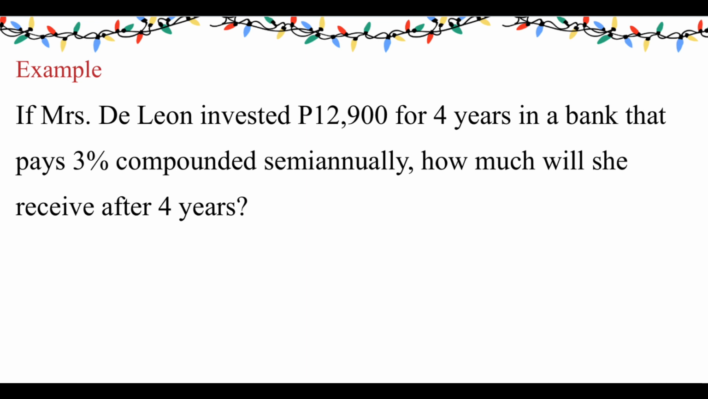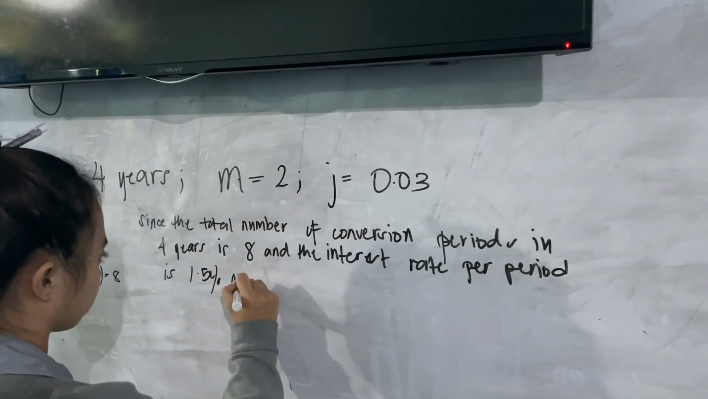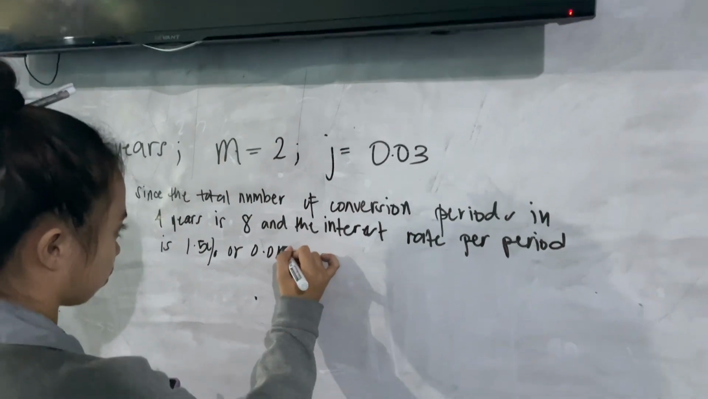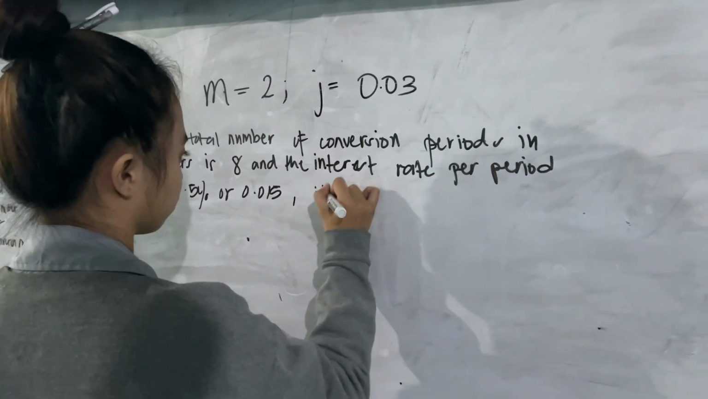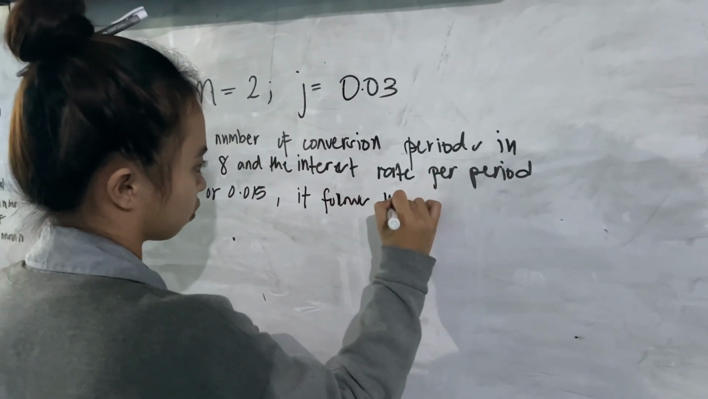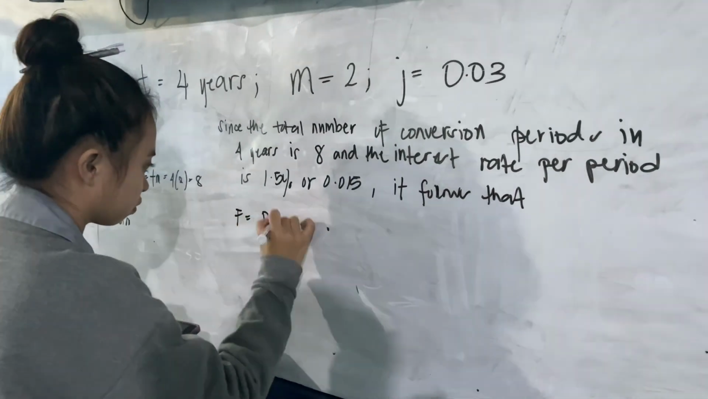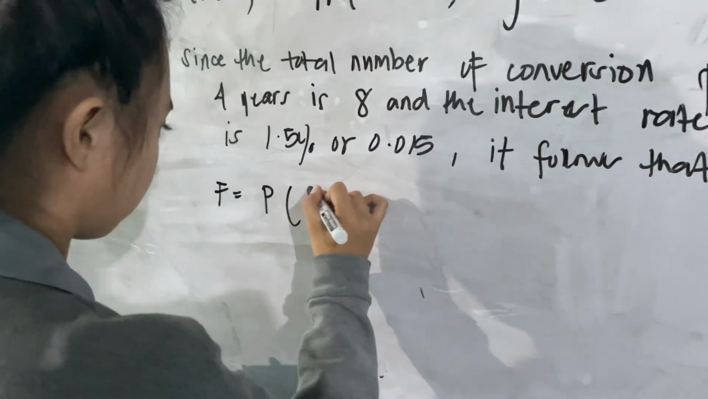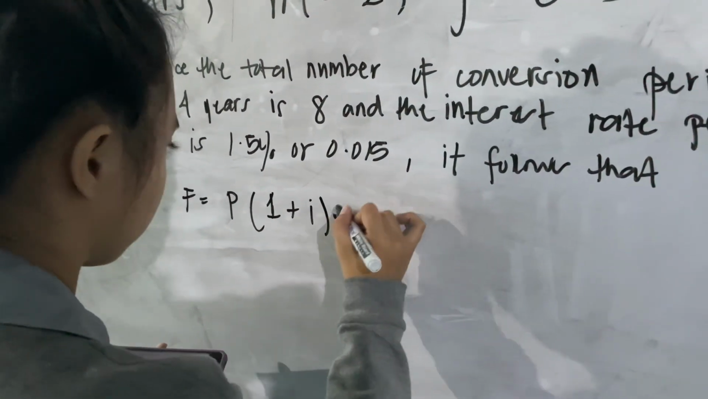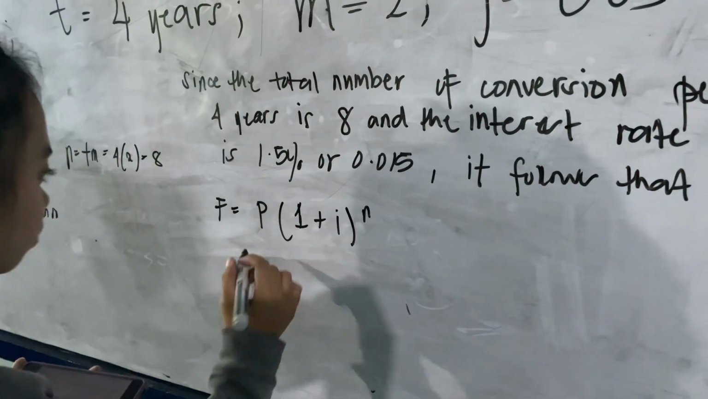Let us try an example. If Miss De Leon invested 12,900 pesos for 4 years in a bank that pays 3% compounded semi-annually, how much will she receive after 4 years? Let us first solve for I and N. I is J over M, or 0.03 over 2. The answer is 0.015. Let us look now for N. T is 4 and M is 2. If we multiply this, we get 8.